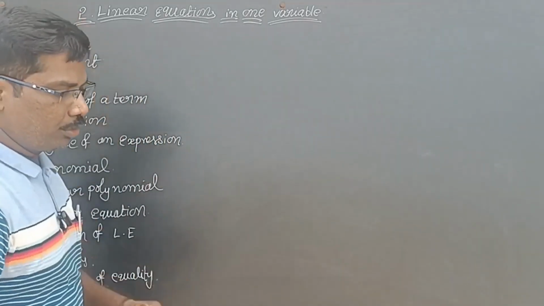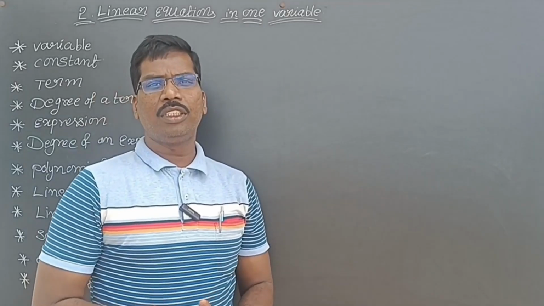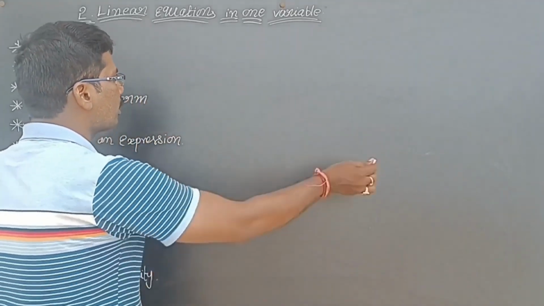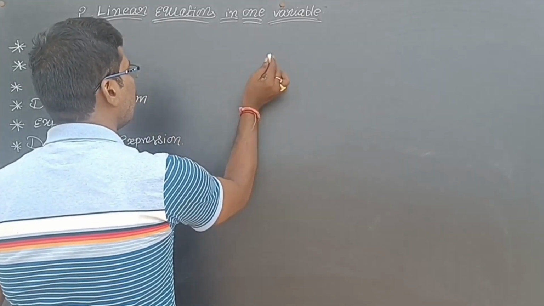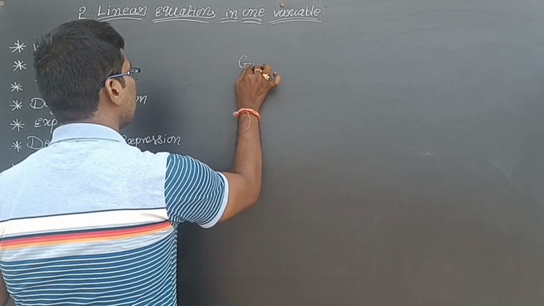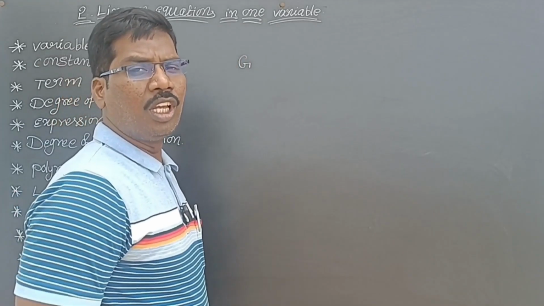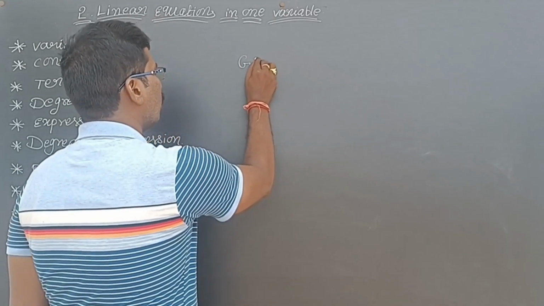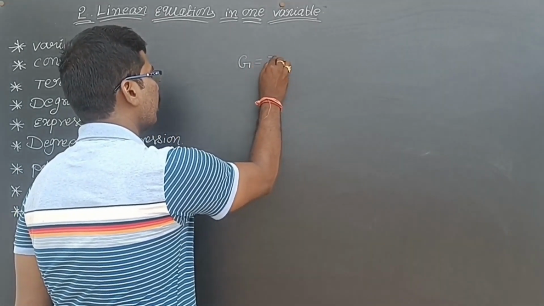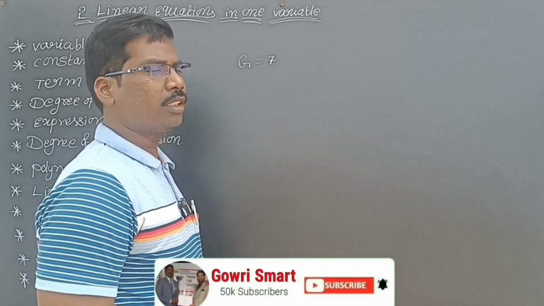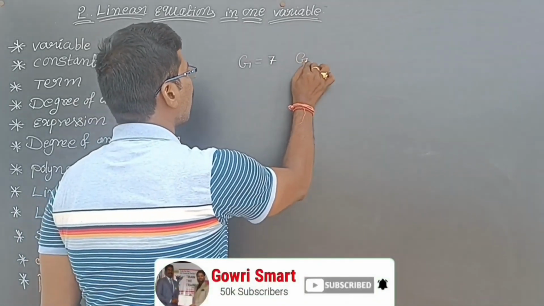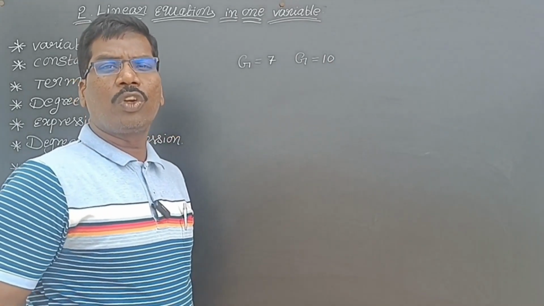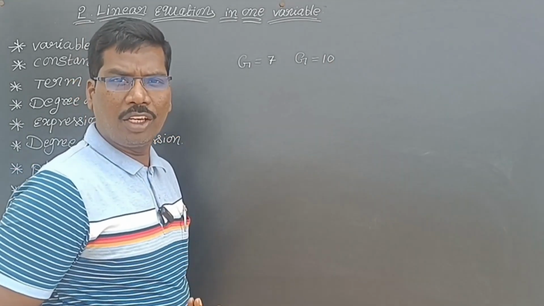So variable. What is a variable? Variable means it is a symbol. For example, my name is Gauri, so I am taking G. This G can have a value. If I assign a value, I take G as 7, somebody else will take G as 10. It is the same symbol, but we are getting so many values.